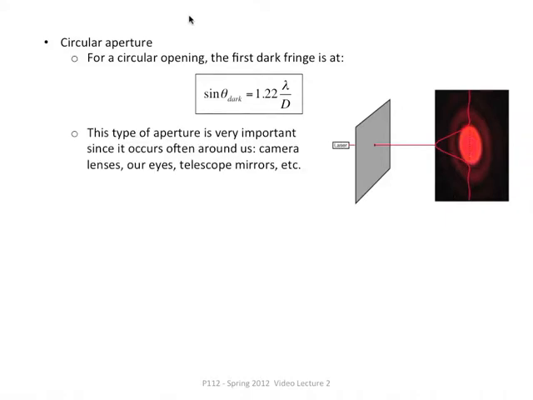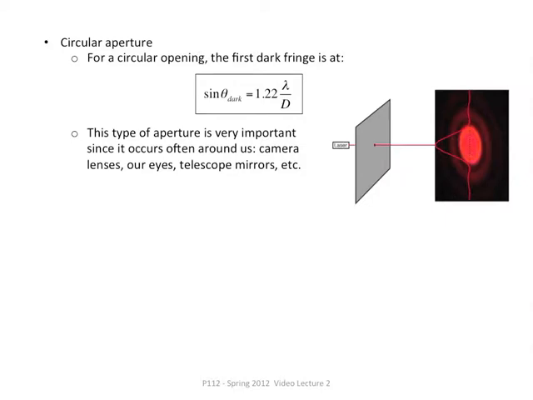This type of aperture is, as I said, much more important, or occurs much more often in nature. Around us, camera lenses are circular apertures primarily. Our eyes are circular apertures. And telescope mirrors are circular apertures. The telescope that I'm working on now is a large round mirror, so it behaves with the same kind of effect as our eyes, but on a larger scale.